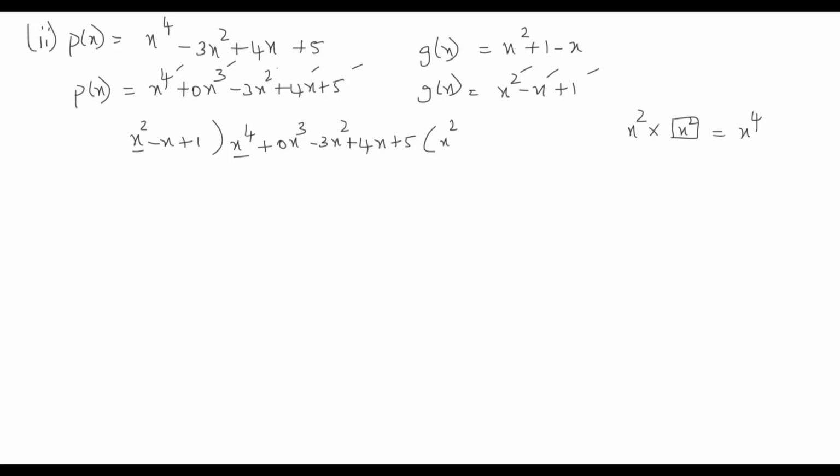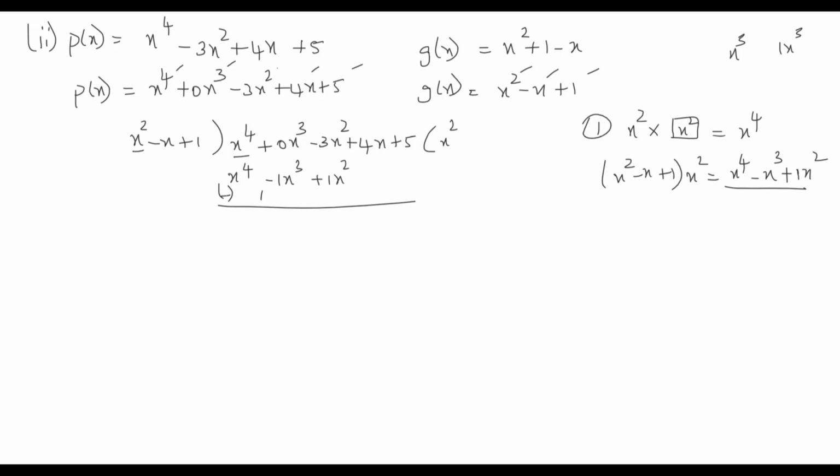Now that we understand that x square should be multiplied, take the whole g of x, x square minus x plus 1, and multiply it by x square. So you'll get x power 4 minus x cube plus 1x square. Place it here, we'll get x power 4 minus x cube plus 1x square. If there is no coefficient before a variable, it means that it is 1. Don't get confused. X cube is nothing but 1x cube.